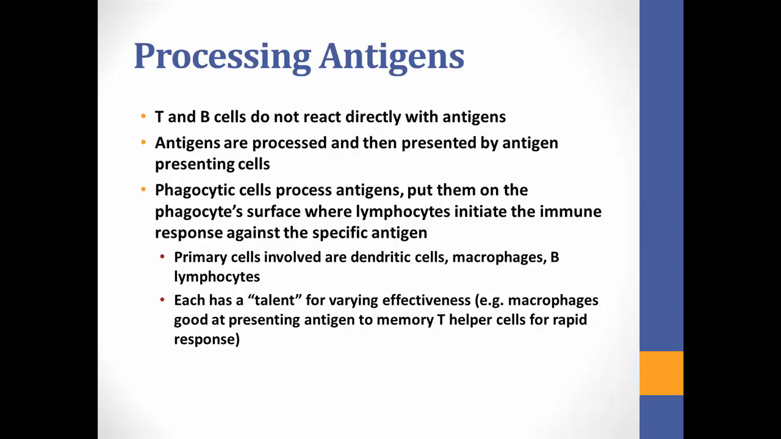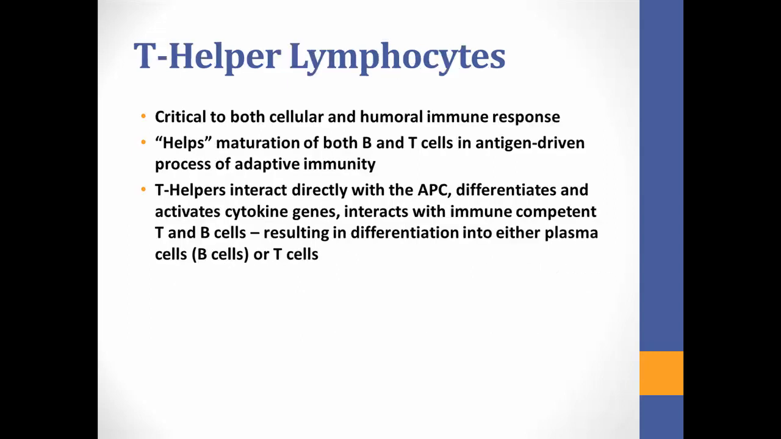The primary cells that are involved include the dendritic cells, the macrophages, the B lymphocytes. Each one of these has a talent for varying effectiveness. So for example, macrophages are very good at presenting antigen to memory T helper cells for rapid response. B cells coat the antigen with antibody, and then the neutrophils phagocytize that antigen.